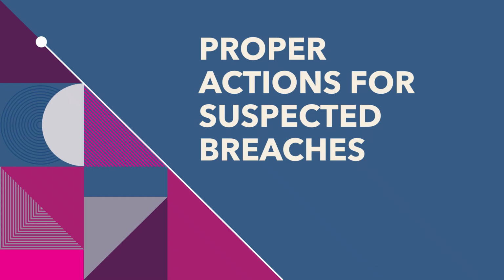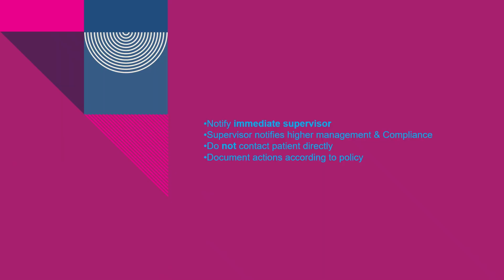Finally, let's go over the proper actions to take if you suspect a breach of HIPAA or 42 CFR Part 2. Knowing the right steps to follow can prevent further disclosure, protect patients, and keep your organization compliant with federal regulations. If you suspect a breach of HIPAA or 42 CFR Part 2, the first step is to notify your immediate supervisor. Your supervisor will then inform higher management and the compliance team.